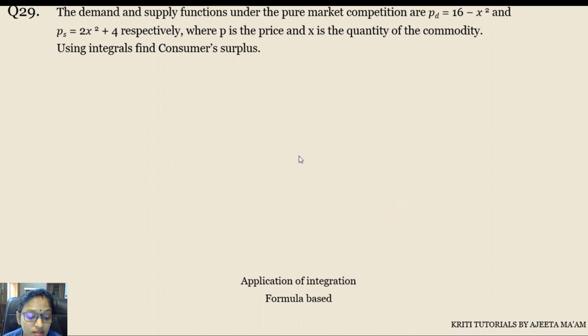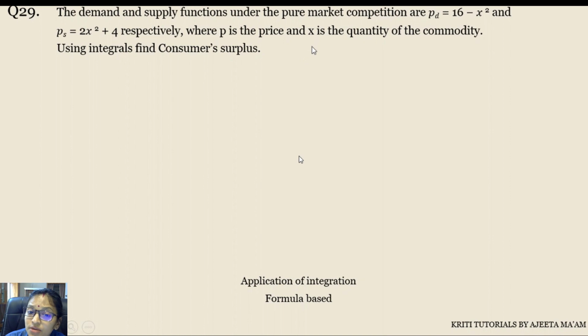Now, the demand and supply functions under pure market competition are given, where P is the price and X is the quantity of the commodity. Using integrals, find consumer surplus. Already they have written here using integrals, so it's an application of integration and it's formula based. We have to use the formula of consumer surplus, nothing else. So we have to simply use the formula for consumer surplus.